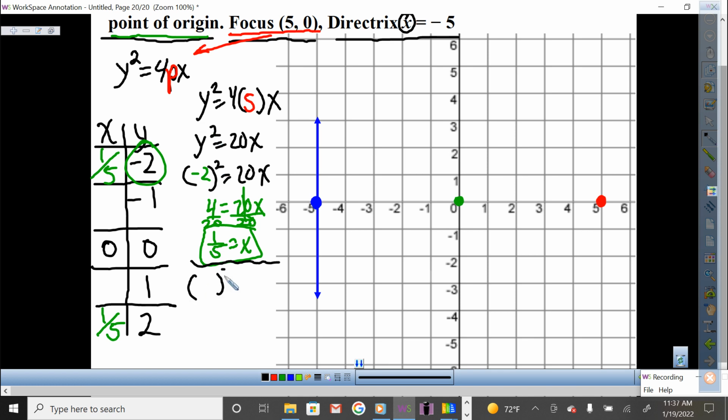Do that again. Squared equals 20x, but now we're going to substitute which value? -1. So what is -1 squared? 1 equals 20x. Divide by 20. So this is 1/20th equals x. Goes right here, and it goes right there.